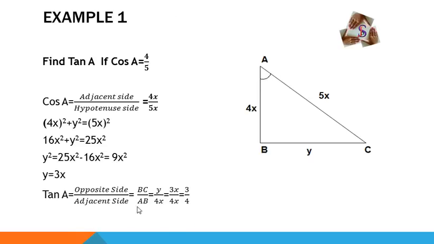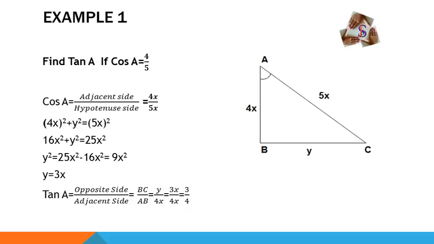Tan A is equal to TOA, that is opposite side by adjacent side. Opposite to my reference angle A is BC and the side along the reference angle is AB. So tan A is equal to BC by AB, that is y by 4x. We have just found out the value of y is 3x. So it is 3x by 4x, that is equal to 3 by 4.